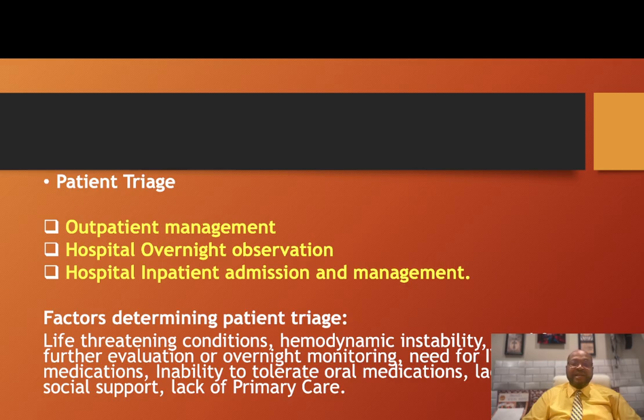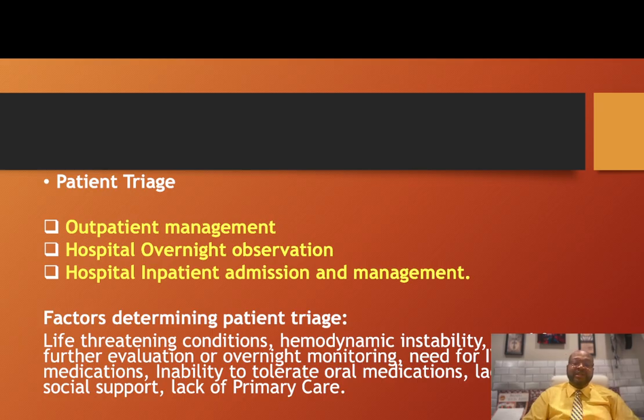Some of the factors that will determine the triage for the patients will be if it's a life-threatening condition, if there is hemodynamic instability, need for further evaluation or monitoring, need for intravenous medications, inability to tolerate oral medications, especially for those coming in with nausea and vomiting. And if there is lack of social support or they don't have a primary care physician, these are things that they would have to consider in determining who they can manage as an outpatient or who will be managed in the hospital. And again, the Medicare, CMS, and insurance companies also have their own criteria on who qualifies for outpatient or inpatient management.